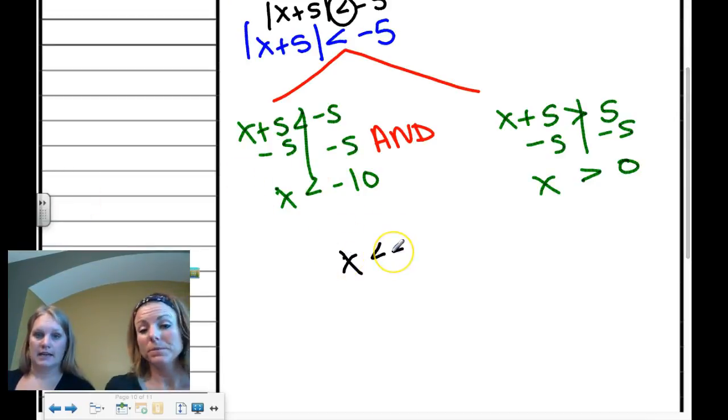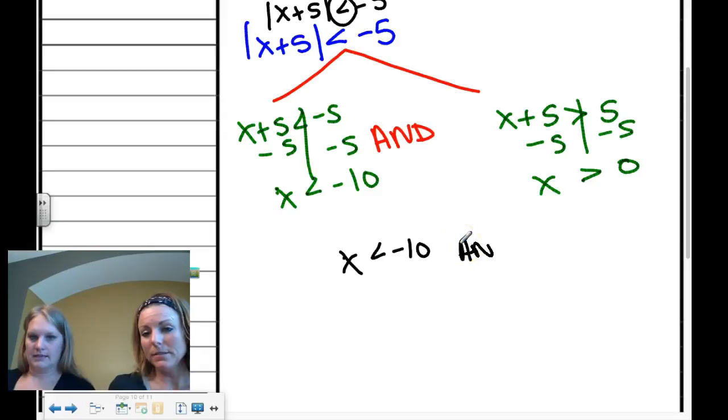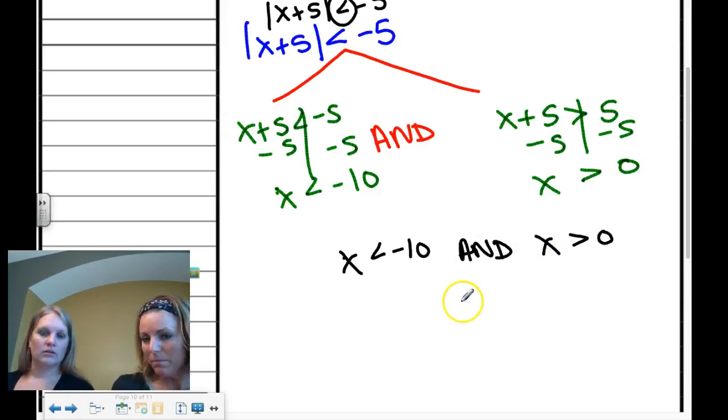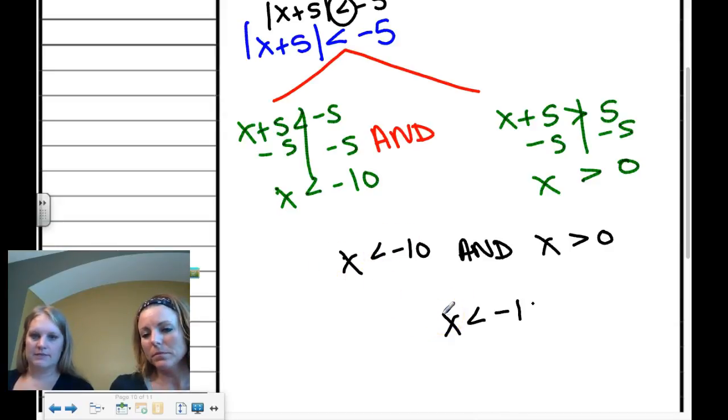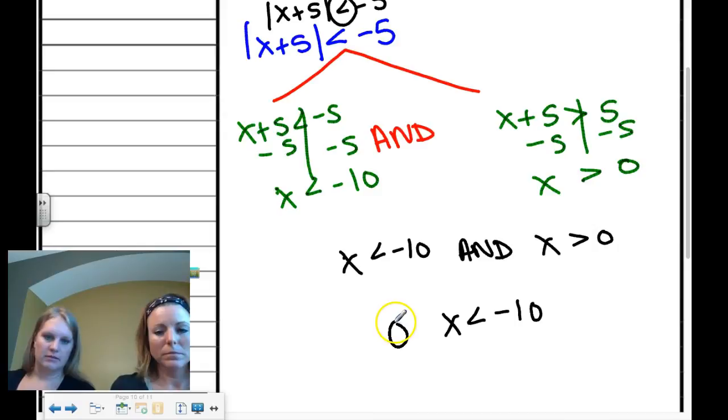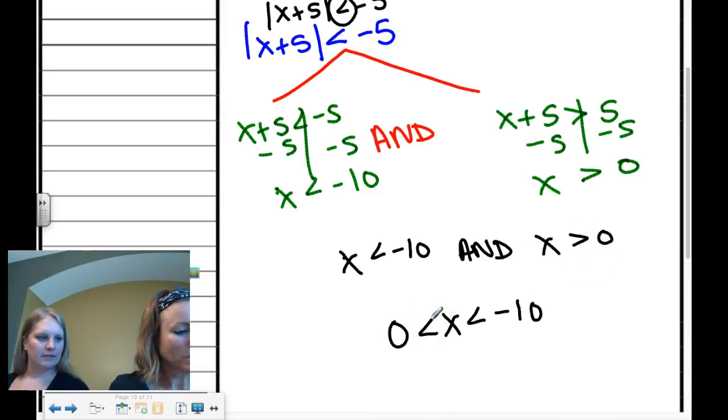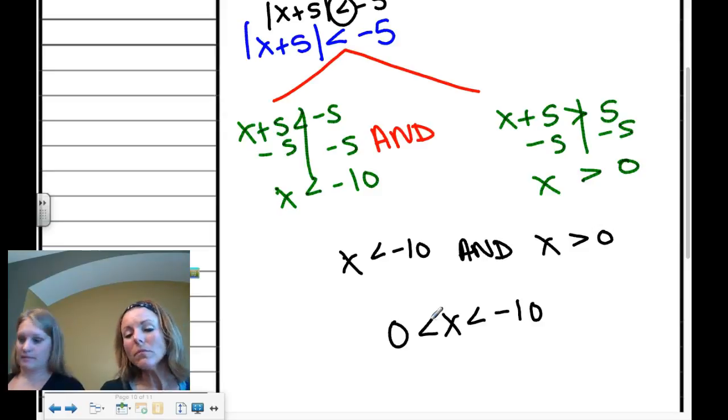x is less than -10 and x is greater than 0. That's one form. Or you could write it like this. I always start with this, x less than -10. And then I bring my 0 and I flip my sign. Perfect. So now let's graph it.